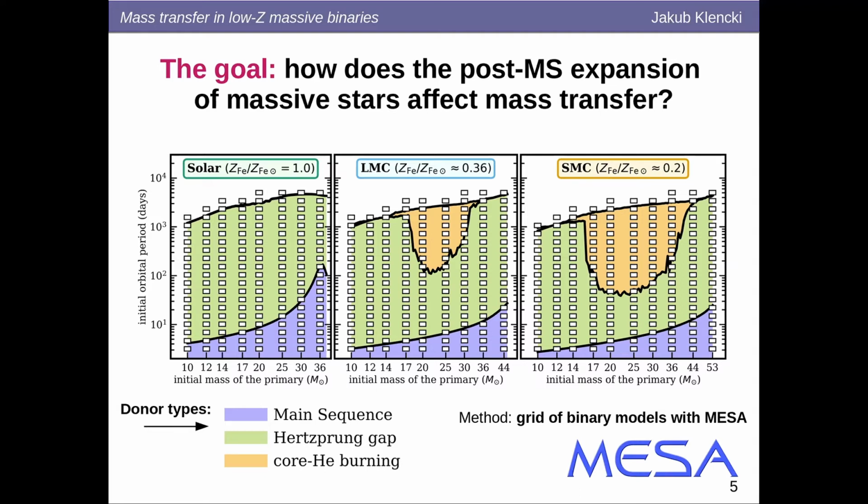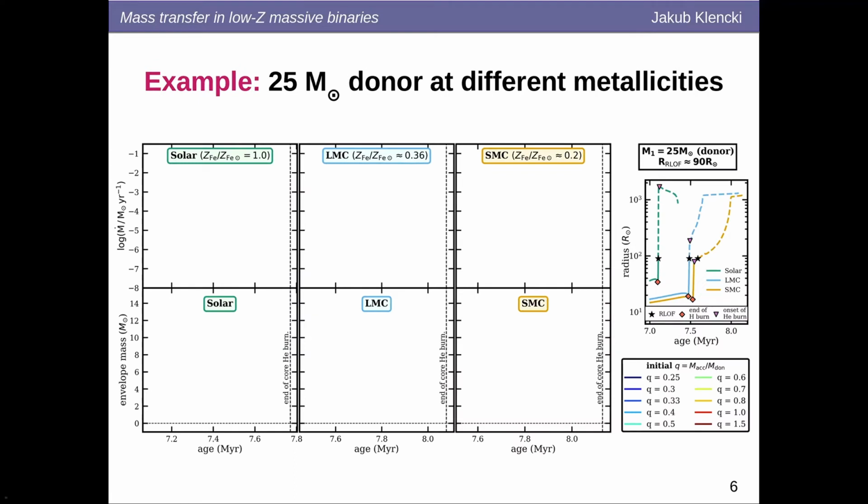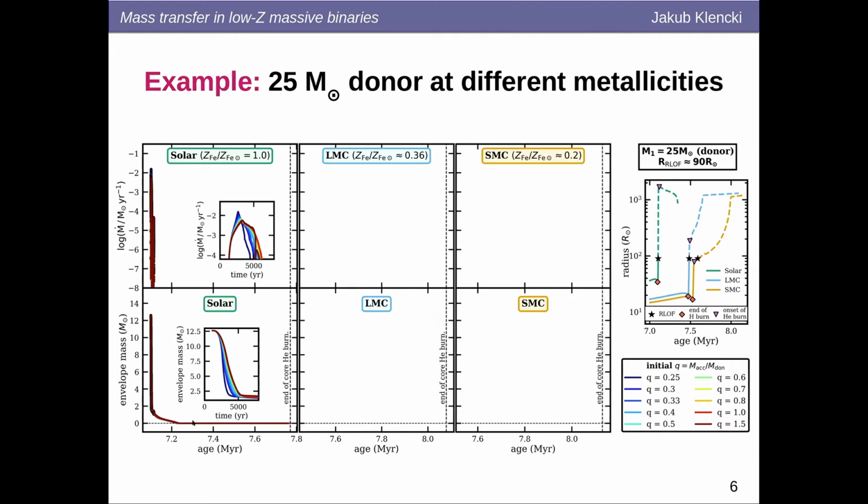But let's jump into some results. First, I want to show you an example from the middle of the grid where the donor star is initially a 25 solar mass star. In those models, the mass transfer starts when that star has a radius of around 90 solar radii in all the cases. I'll be showing three different metallicities in three different columns. The top plots will show you the mass transfer rate, and the bottom panels will show you the envelope mass as a function of time in these donors. So let's look at the solar metallicity case here.